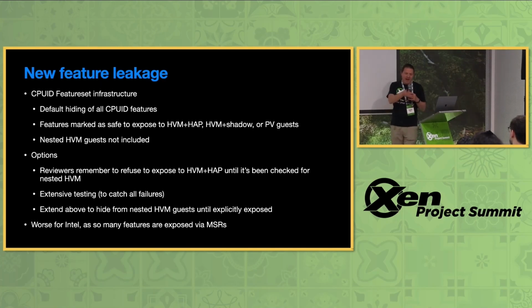We have the infrastructure to say this CPUID feature is safe to expose to HVM guests using HAP, or this is safe to expose to HVM guests using Shadow, or this is safe to expose to PV guests. Before the CPUID feature gets exposed to any of these, a developer has to go in and say, yes, I've confirmed that this is safe. But there's no way of doing this at the moment for HVM with nested code. And this is kind of what happens.